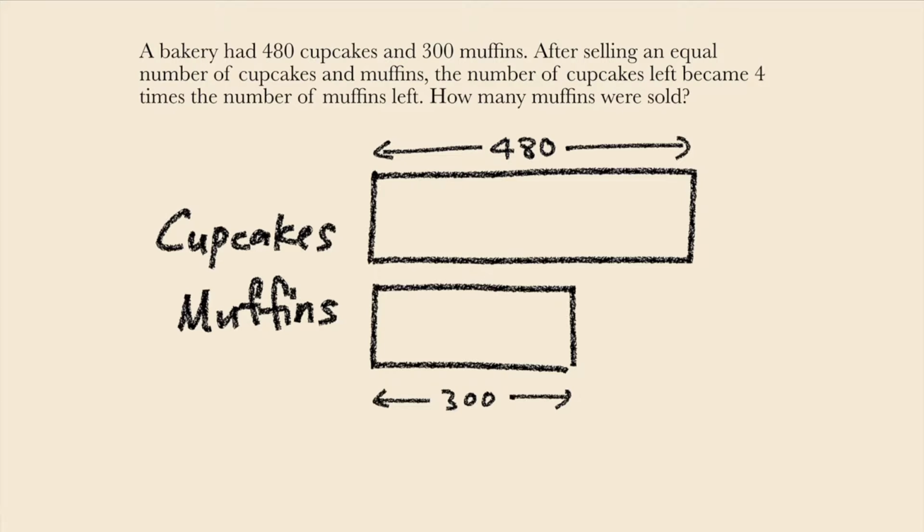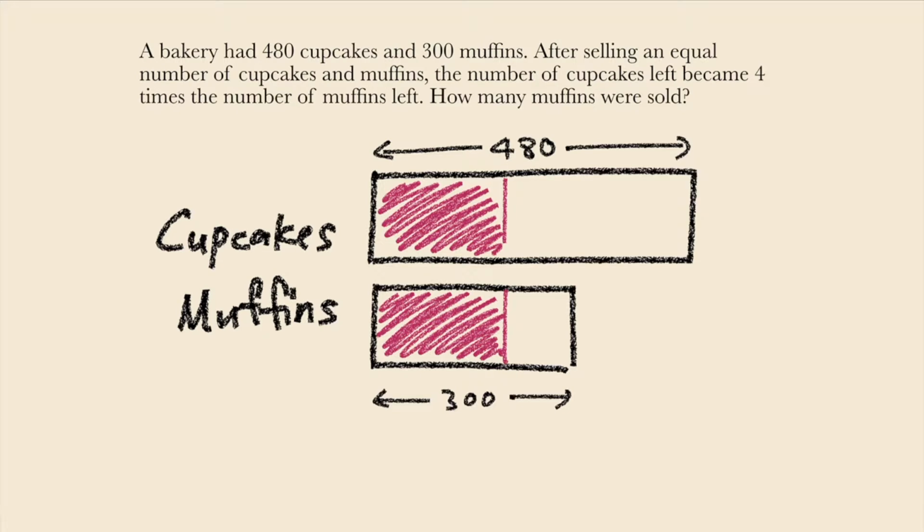So we have the real numbers up here reflected, more cupcakes than muffins. Now shade the same length of bar to indicate the same number sold. And after that, 1 unit for muffins and 4 units for cupcakes. This shows 4 times of cupcakes left compared to muffins.